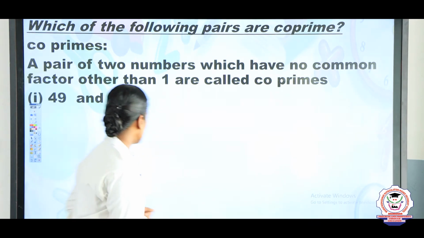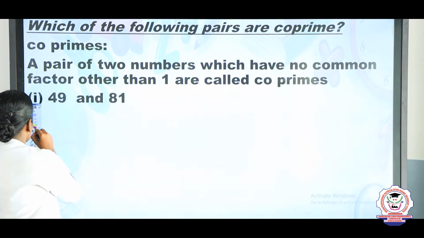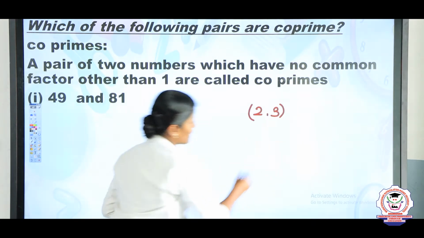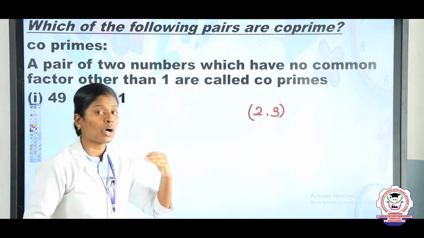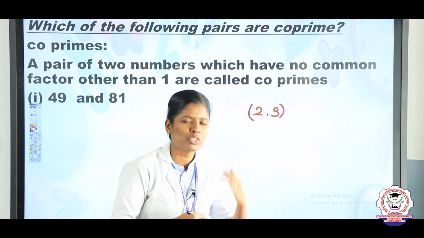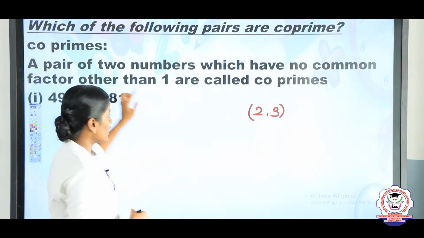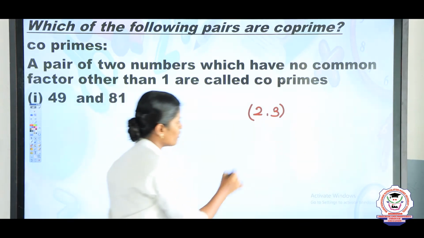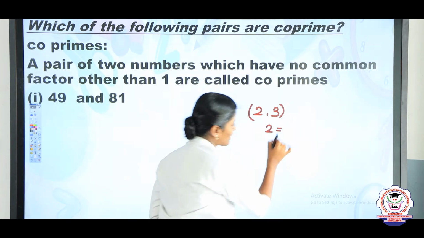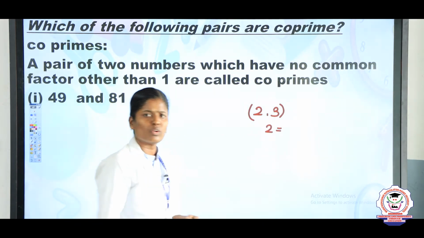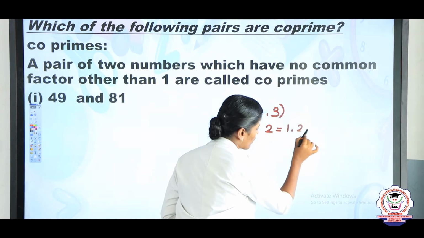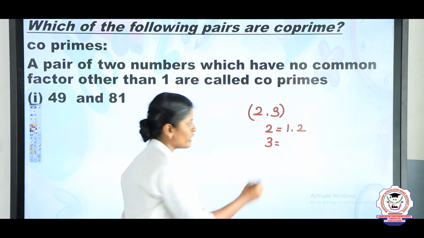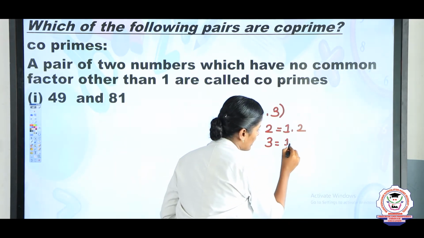For example, I will take the numbers 2 and 3. Now we are going to find what is meant by co-primes. Co-primes means a pair of two numbers which have no common factor other than 1. Now, we are going to find the factors of 2. What are the factors of 2? Very good, 1 and 2. And then we are going to find the factors of 3. What are the factors of 3? 1 and 3. So, write 1 and 2, and 1 and 3.